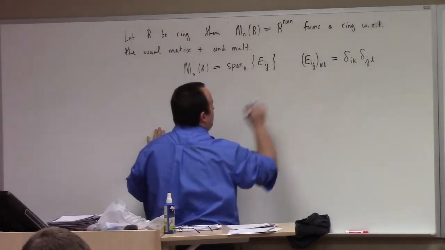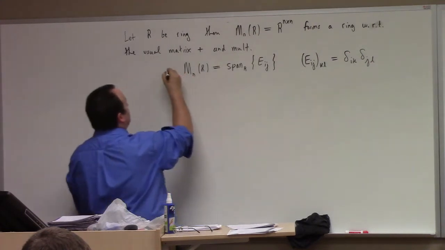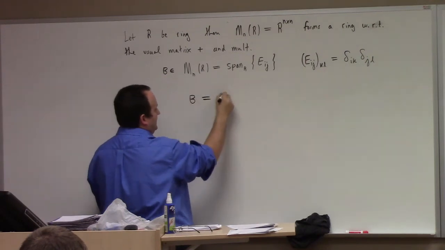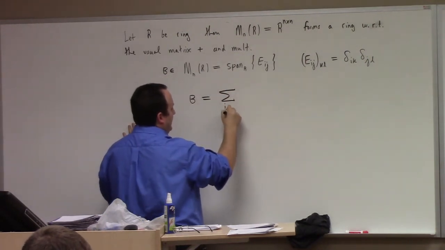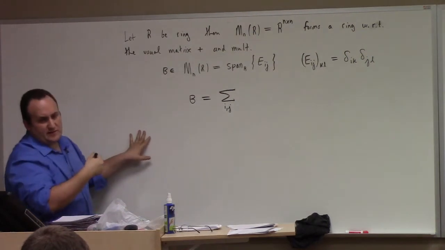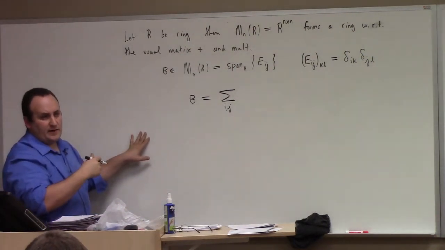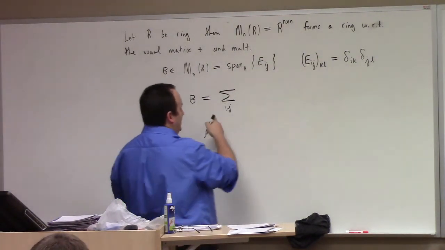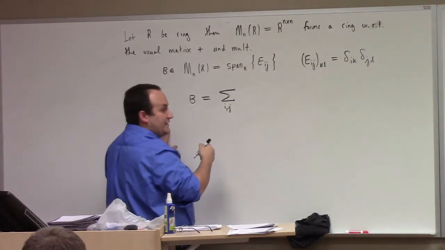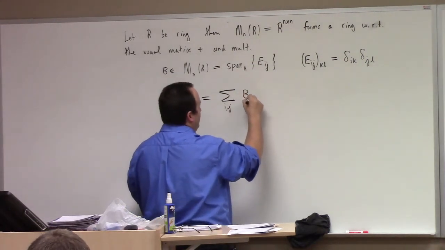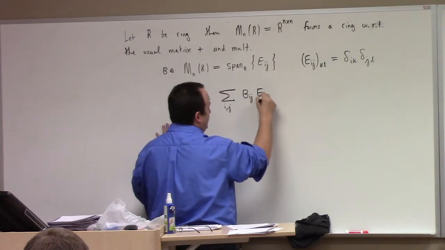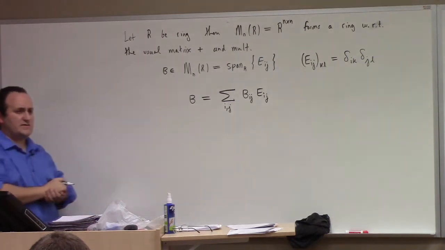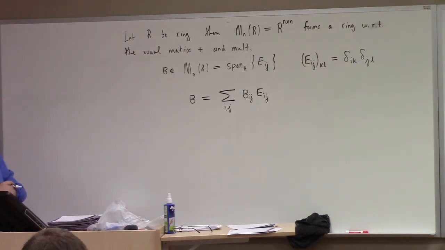Nevertheless, you can use these to build any matrix. If B is an element of the n by n matrix ring, I can express B as the sum over i and j of b_ij E_ij. The sums over i and j will be understood to range from 1 to n. I'm not going to write it 20 times. In fact, I probably could omit the i and j, but I'll leave it there. So this is a nice computational formula to express the matrix as a sum of basic pieces.